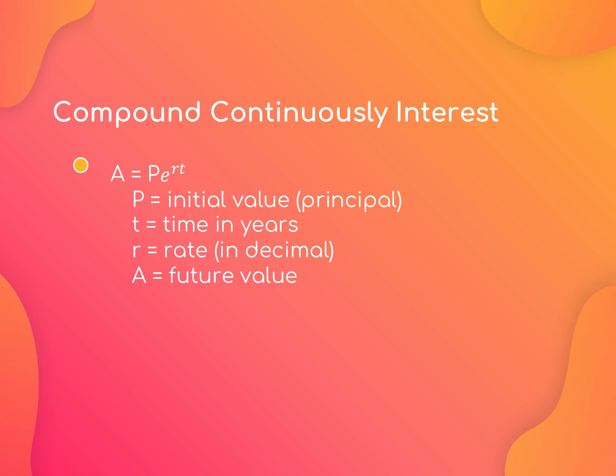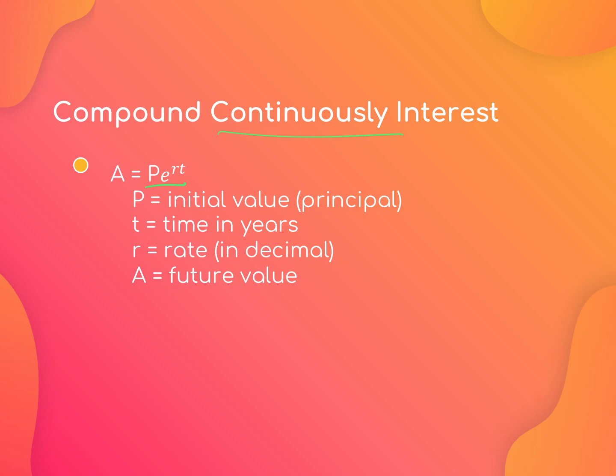All right, so if you compound every single second, every microsecond, as much as you possibly can, that's called continuous. A problem is going to ask, find the balance after this many years compounded continuously. That's when you would use this formula, A equals P e to the r t. You can remember it as PERT to help you remember it.